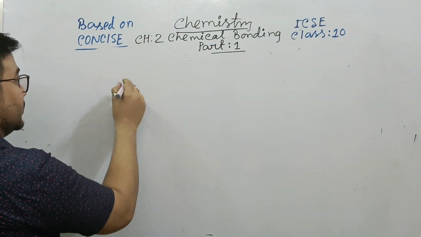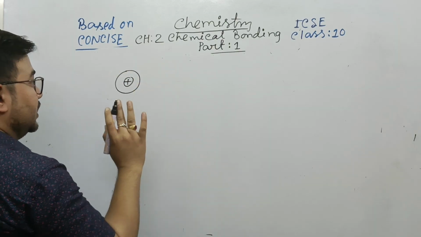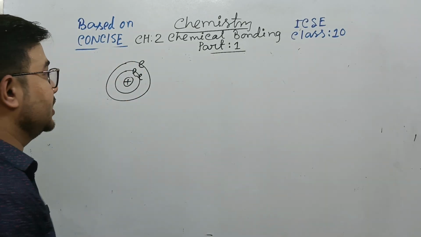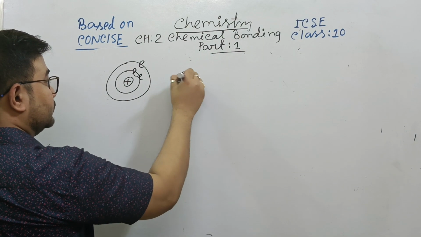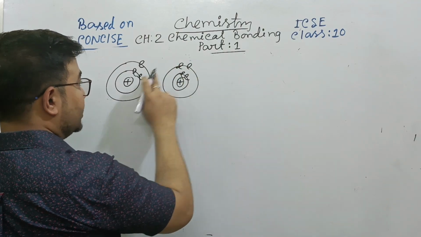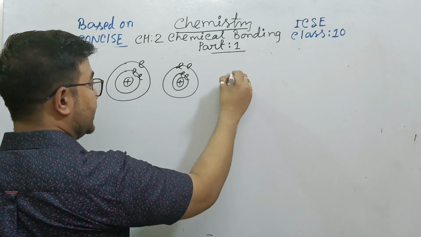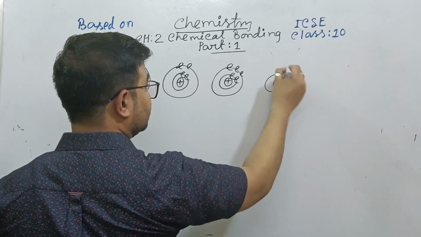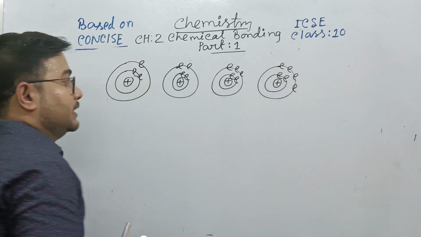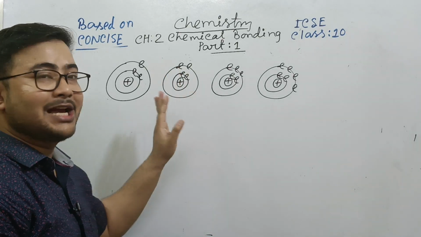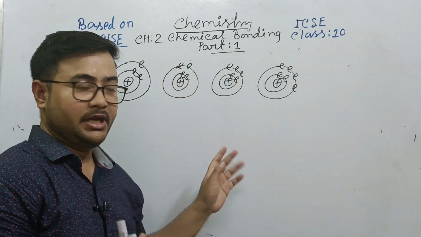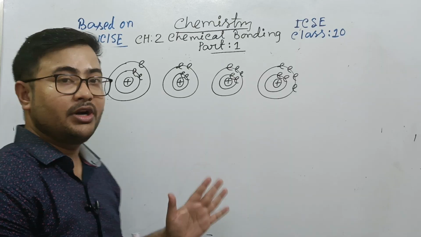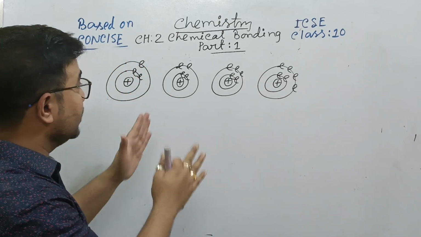First, suppose there is one atom with electrons in the last shell. Suppose there are two electrons, here one electron, two electrons, here three electrons. See, you cannot find this type of concept anywhere. It is written in your book, but diagrammatically it is not given anywhere. So give focus to this diagram.